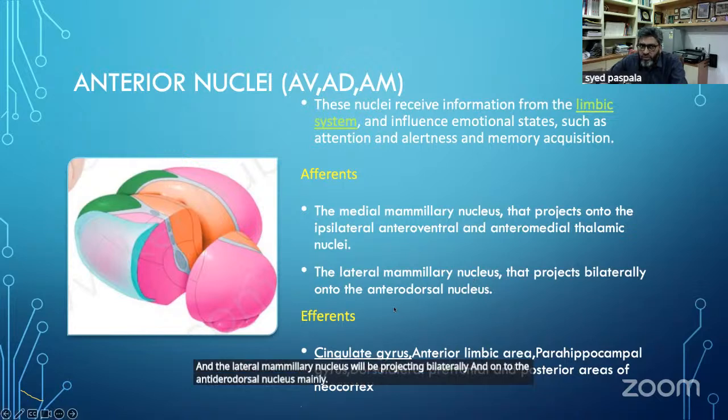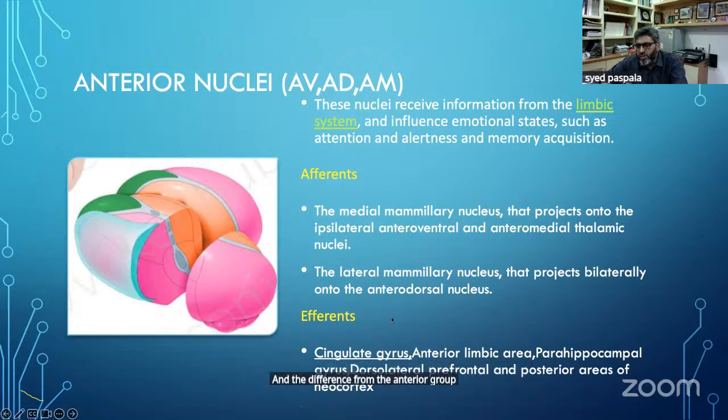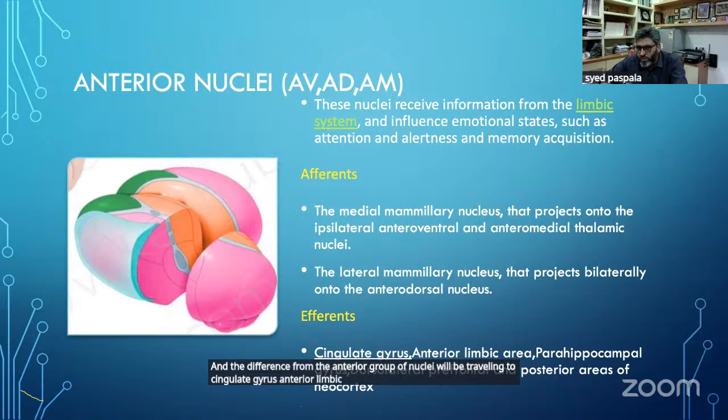And the efferents from the anterior group of nuclei will be traveling to the cingulate gyrus, anterior limbic area, parahippocampal gyrus, the dorsolateral prefrontal, and posterior areas of the neocortex.